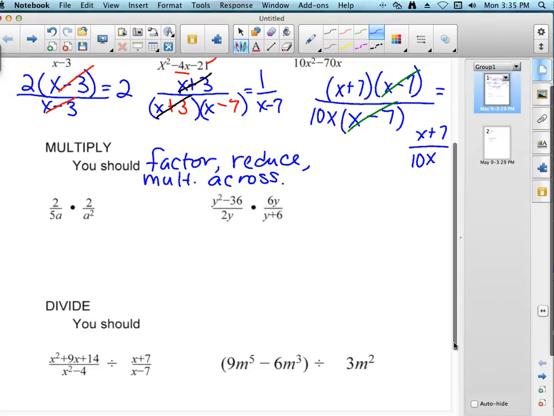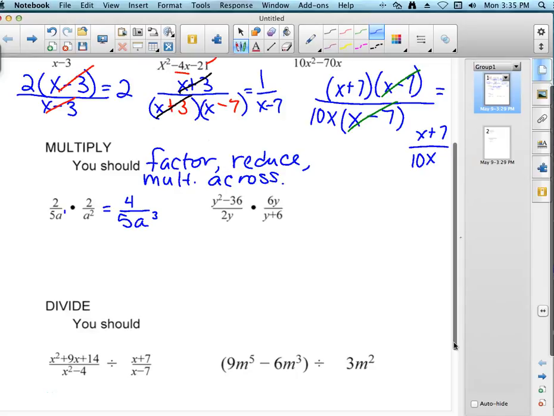Do we have any factors that match? You need 1 on the top with 1 on the bottom. And since we don't have any common factors that match, we can't reduce this one. All we can do is multiply straight across, the 2 times 2, and the 5a times a squared. Remember, there's a 1 here for a power, so we really have a 5 times a to the third.